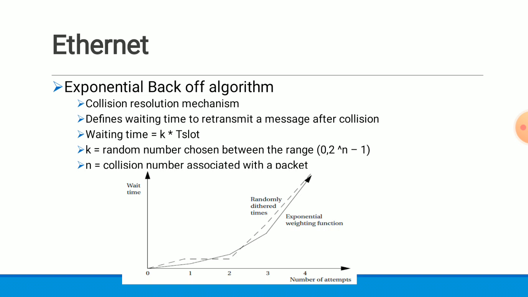Again, suppose node A tries to retransmit the message after some random amount of time. Then again, suppose a collision occurs, the collision number associated with the same packet becomes 2. It is incremented by 1 each time a collision occurs. So that is the collision number n associated with a packet, and k is chosen between 0 and 2 raised to n minus 1, and the waiting time is randomly chosen as k times T slot.